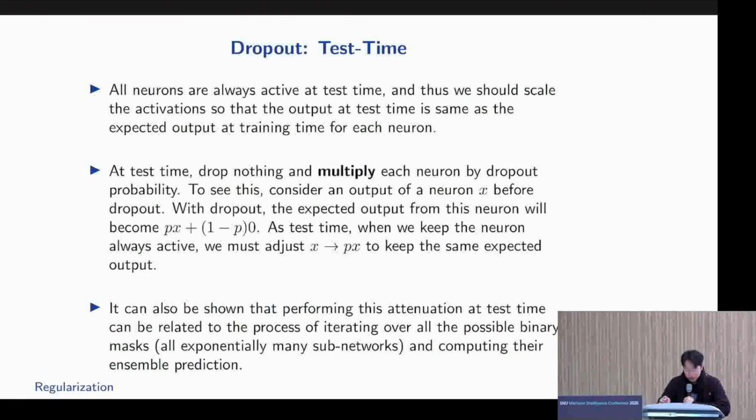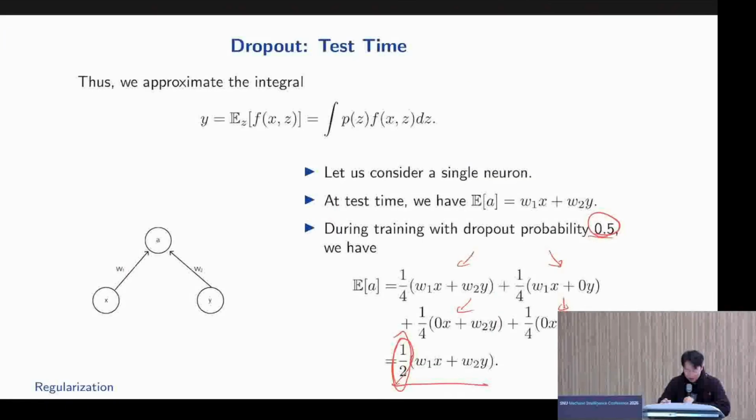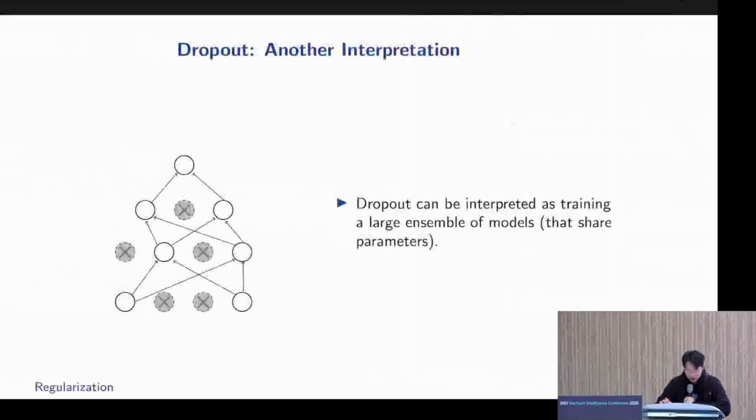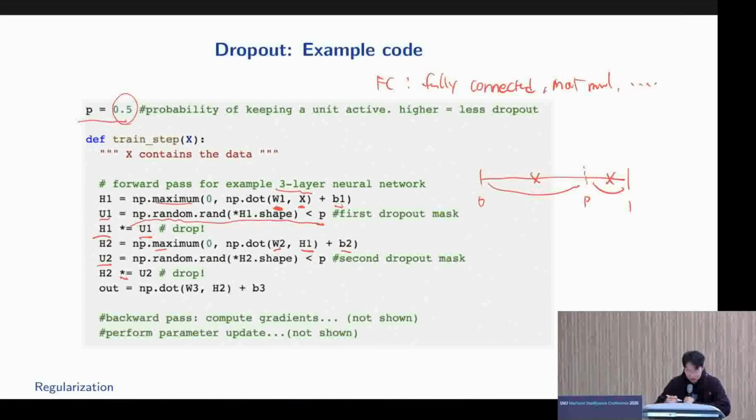So we can do 2 things. We can either account for this during test time, so multiply by the inverse of the probability so that the expected output matches the training output, or we can bake this in during the training time. So during training time, when we apply the mask, we account for this attenuation as we apply the dropout.